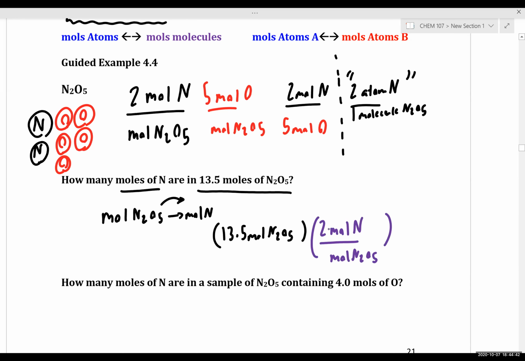And we see from our formula, we have 2 moles of nitrogen per every 1 mole of N2O5. And that would give us 27.0 moles of nitrogen. Does this make sense? Does everyone see how we can utilize our formula ratio? Let's look at another example.